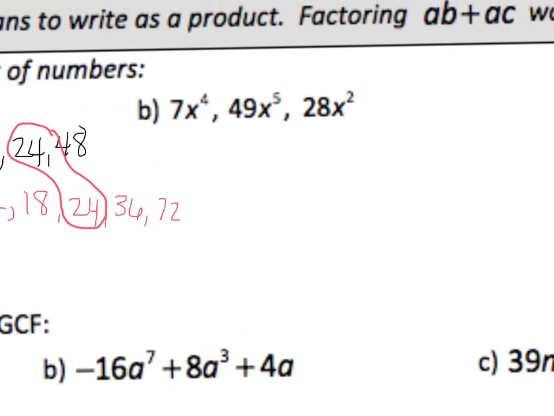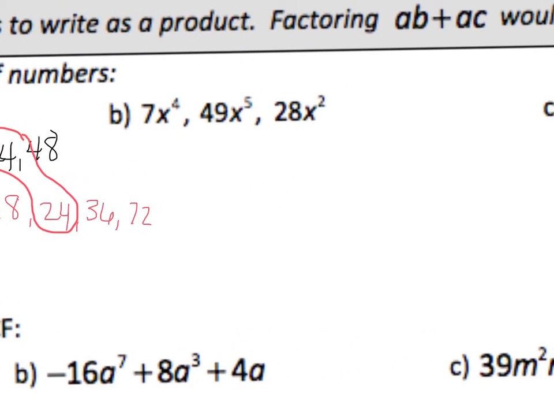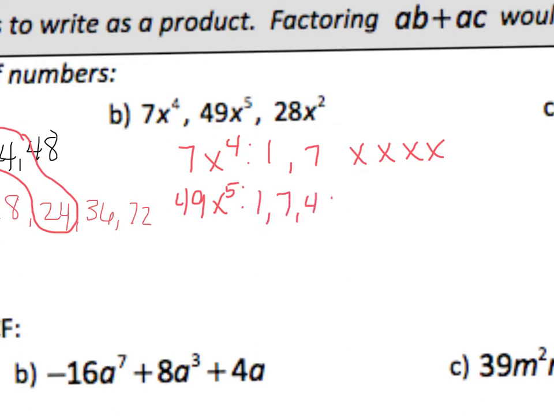Now going over to letter B, now I've got variables in it. So just like with the numbers before, we want to know the greatest common factor first. So for 7x to the fourth, the factors of 7 are just 1 and 7, and they have 4 x's. For 49x to the fifth, it would be 1, 7, and 49, and I have 5 x's.